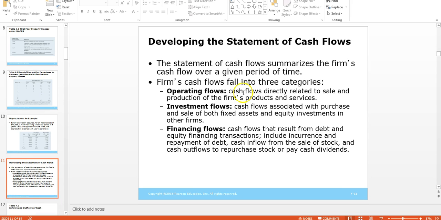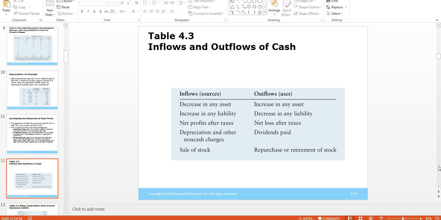All right, so when we talked previously, and this is kind of like a review, the statement of cash flows had 3 sections. Remember that? Here's the operating flows, and here's the investment flows, and here is the finance flows. And these are the 3 sections of a statement of cash flows. So I just wanted to make that clear. And we've seen that already in chapter 3.